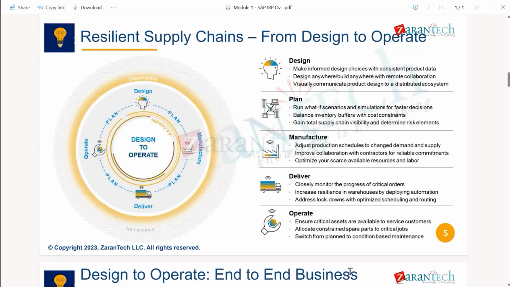And the last one is basically operate, to ensure that the critical assets are available to service the customer. Customer service is extremely important, because at the end of the cycle, your objective is to satisfy the customer by supplying him the product on time and in full quantity to meet the 100% service level. So these are the various cycles of a supply chain, a resilient supply chain.